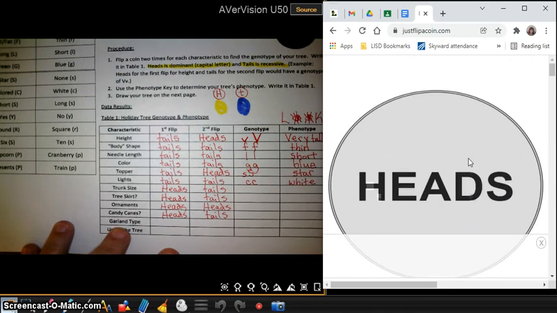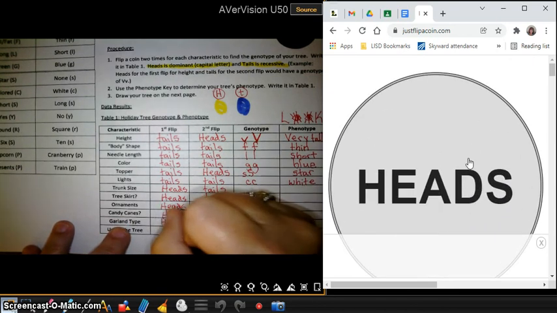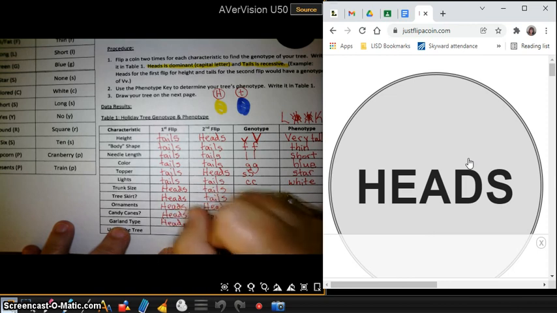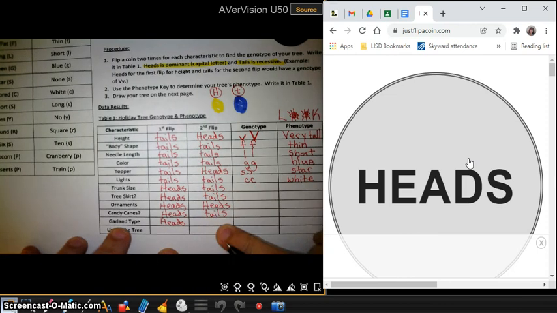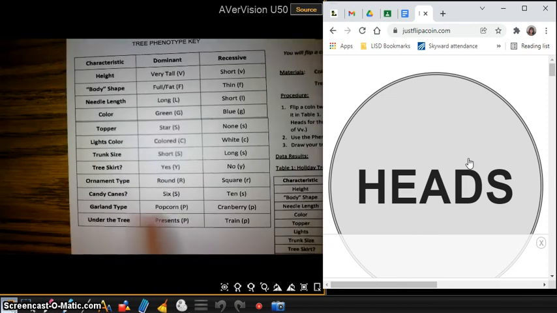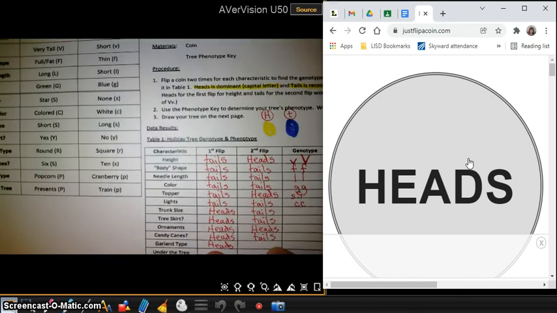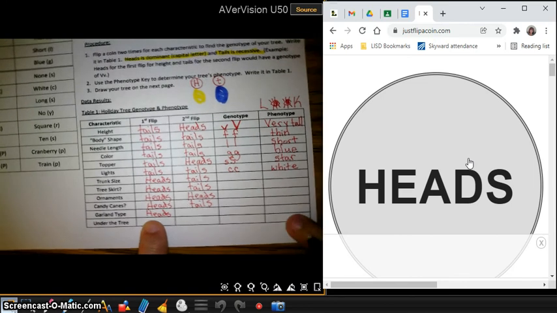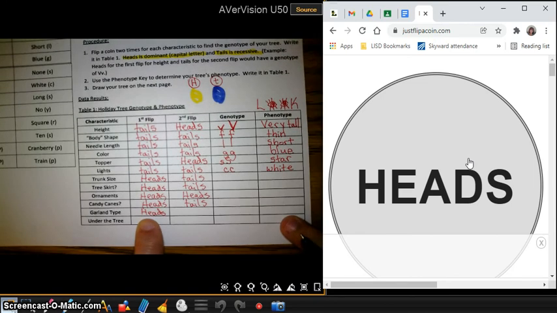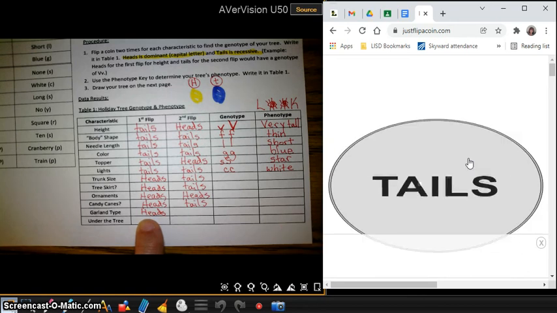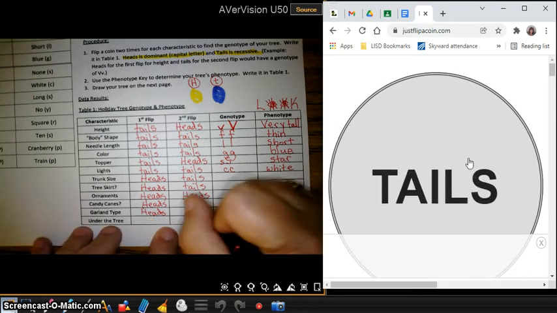Garland type, heads. Now, without even flipping the second time, garland type, popcorn is dominant, cranberry is recessive. If I know I have one dominant, could I also figure out my phenotype? If I have a dominant for popcorn, I'm going to have popcorn. But we'll go ahead and do the flip. Tails.